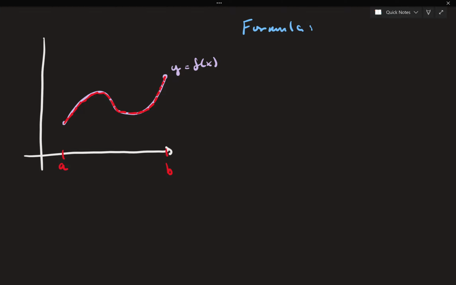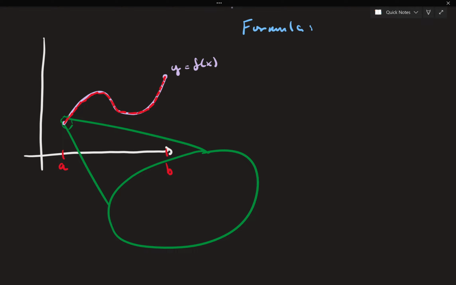So let's see if we can figure out what the length of just one of these lines is, because the entire length of the curve is just going to be adding all of them up. So I'm going to do a proper zoom in. I've got my function here, and because this line is so small, the curve is there, but it looks almost like a line. And then I've got a line which approximates it.